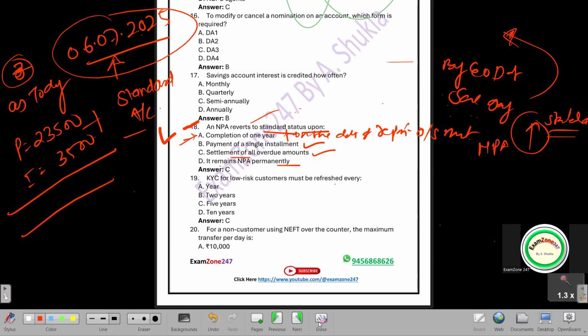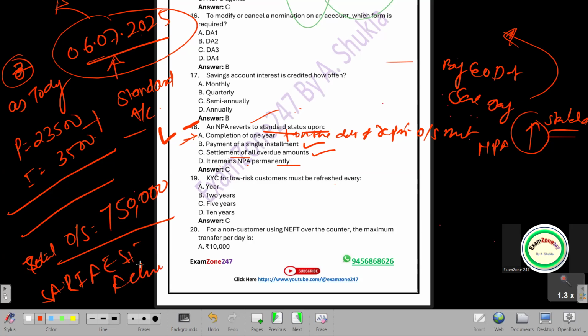Now my question is this: suppose the account was NPA and the total loan amount outstanding is 7,50,000, and the bank has initiated SARFAESI action. Means this loan had overdue, it became NPA after 90 days of overdue, and even after that he did not pay, so the bank initiated SARFAESI action. Then the person came and deposited this overdue amount. What will happen to this SARFAESI action? Will the SARFAESI action stop or will the bank take its full outstanding?